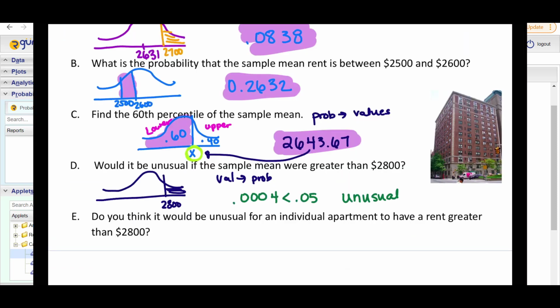All right, so do you think it would be unusual for an individual apartment to have a rent greater than 2,800? With that, they're talking about an individual apartment, so you're only choosing one. You could look at this two ways. The standard deviation of the sample means would be the standard deviation over the square root of the sample size. In this case, the sample size would be 1 because it's an individual, and so you end up with 500.